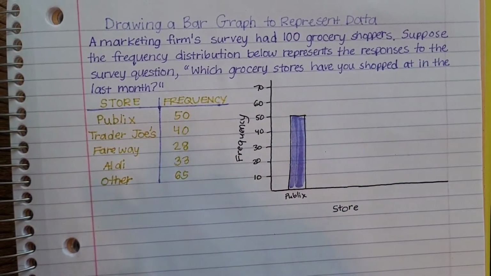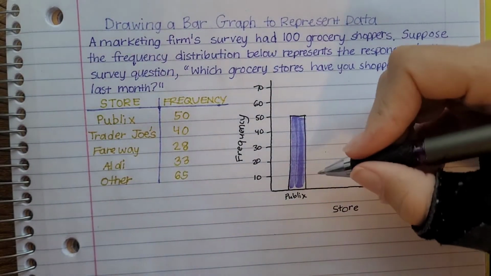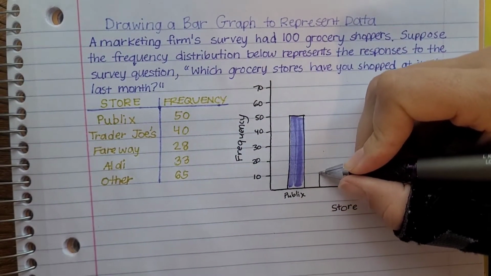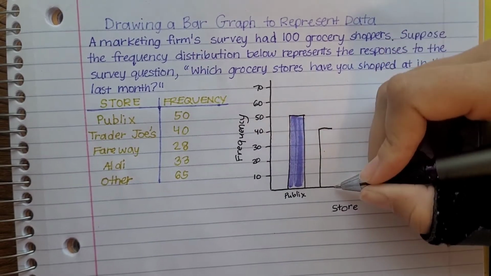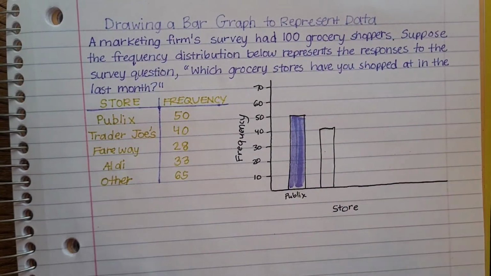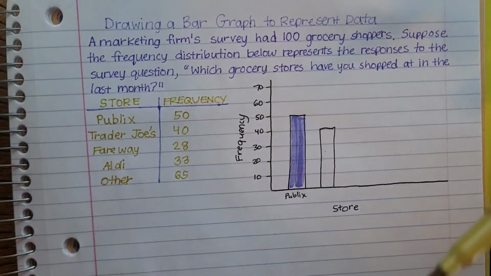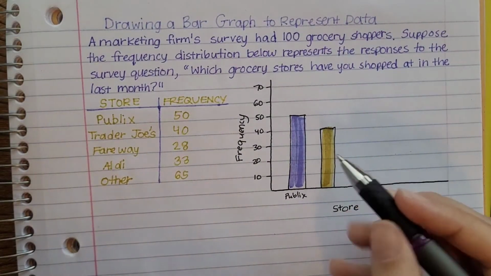So our next bar graph will be Trader Joe's at 40. So we draw it up to 40. Notice how I leave space. When drawing a bar graph, we always leave space. Otherwise, it's called a histogram. I'll give some color here. And this is Trader Joe's.